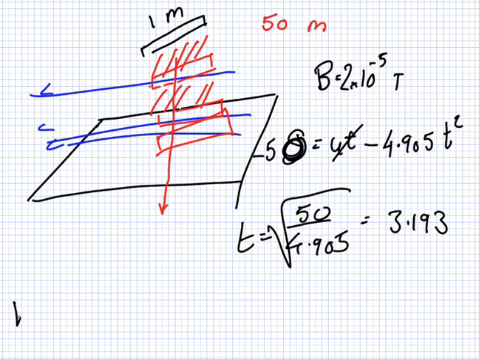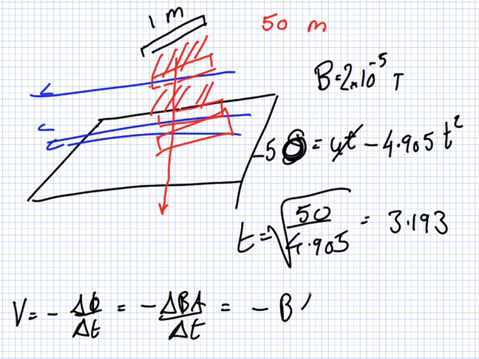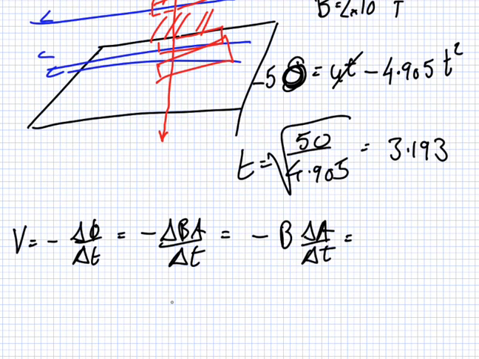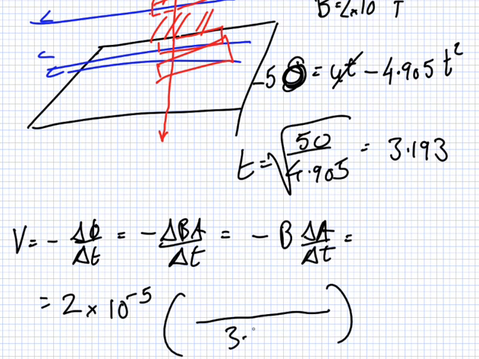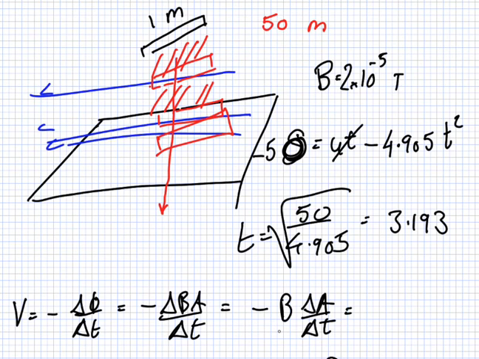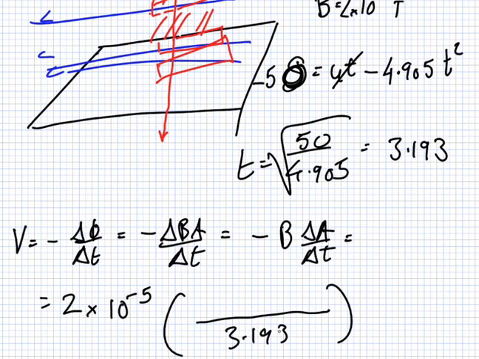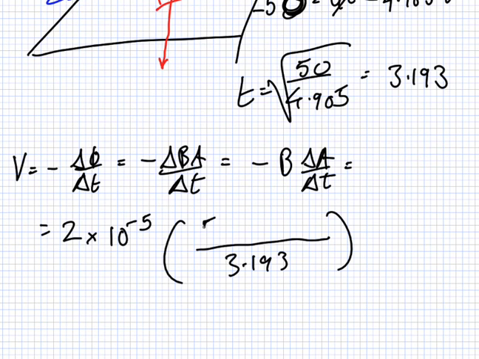Now the voltage is minus the change in the flux over the change in the time, which is minus the change in BA over the change in the time, which is minus B times the change in the area over the change in the time, which would be equal to 2 times 10 to the minus 5 all over 3.193, and the area here is 50 meters squared, 1 by 50. So that would be 50 minus 0. So what do you get here?